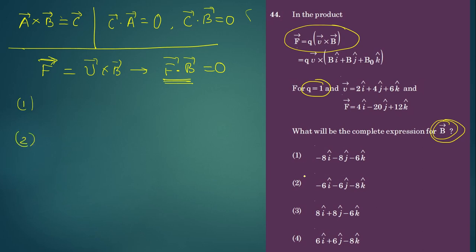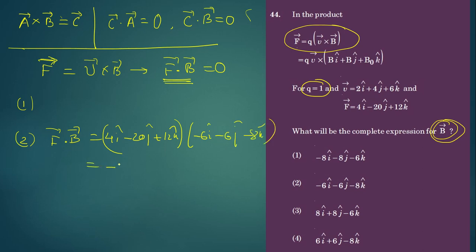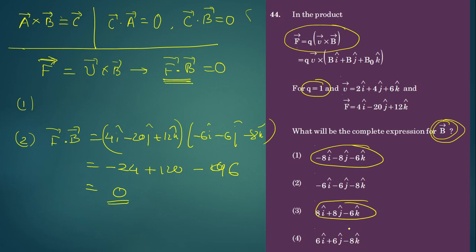I will just check option number 2 because I already know that option number 2 is the correct one. So F dot B, what is F? F is equal to 4i minus 20j plus 12k. B is minus 6i cap minus 6j cap minus 8k cap. So this will be equal to minus 24 plus 120 minus 96, since 12 into 8 is 96. So this will be equal to 0. That's the answer. You will realize that when you check the same for options 1, 3 and 4, you won't get 0. Let's proceed.